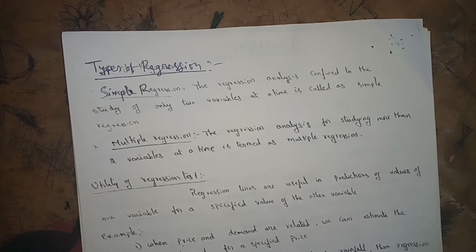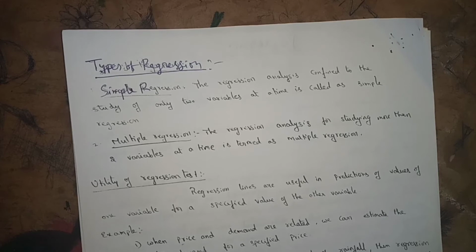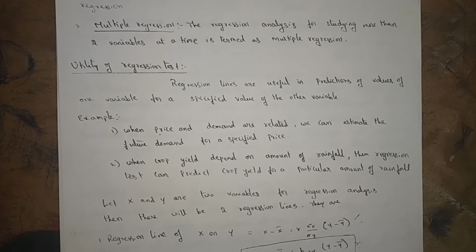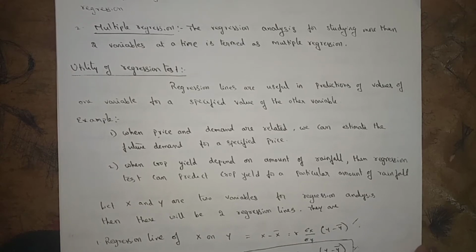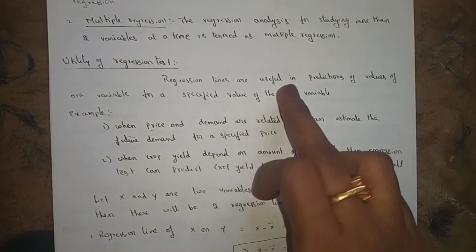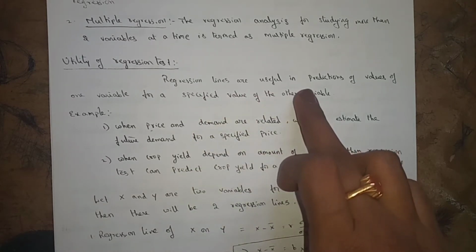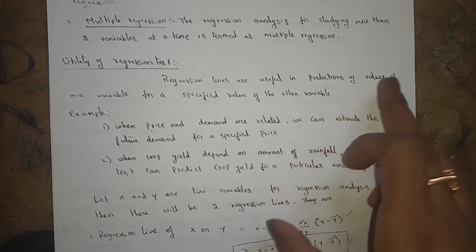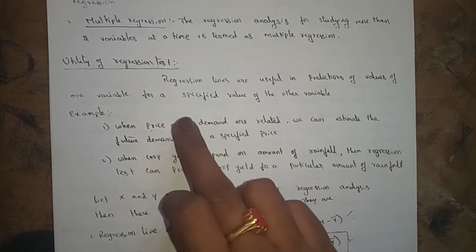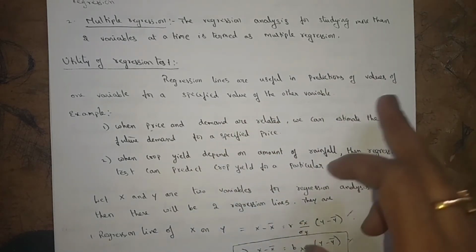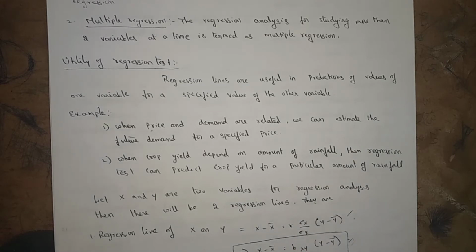Now the next one is the utility of regression. We will see how to find the formulas of the lines of regression x on y and y on x, including examples. Regression lines are useful. Why are we using these regression lines? Regression lines are useful in predicting the values of one variable for a specified value of another variable.